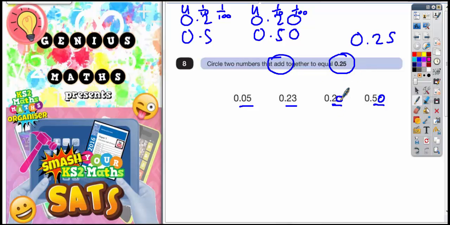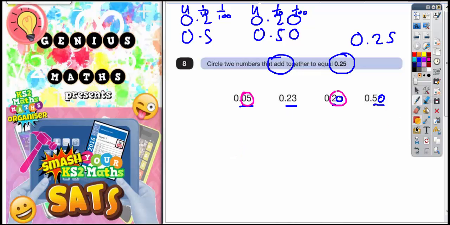Well, this, you can sort of read it, you're meant to read it as 0.20, but if you look at this as being 20 and this as being 5, 20 and 5 makes 25. So 0.20 and 0.05 would make 0.25. It's a bit like money. This might represent 20p and this might represent 5p, which put together would make 25p.